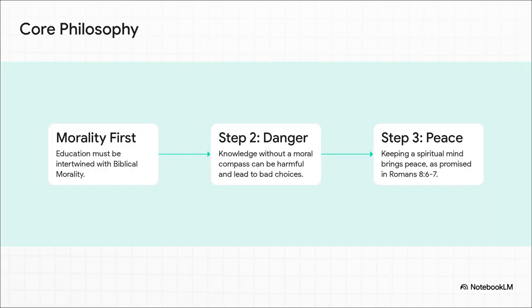This slide really breaks down their core philosophy into 3 steps. First, the foundational idea is that any real education has to be intertwined with biblical morality. From there, the logic is that knowledge without that moral compass isn't just missing something, it can actually be dangerous. And the final step, the intended outcome, is that by blending a spiritual mindset into learning, you find peace.